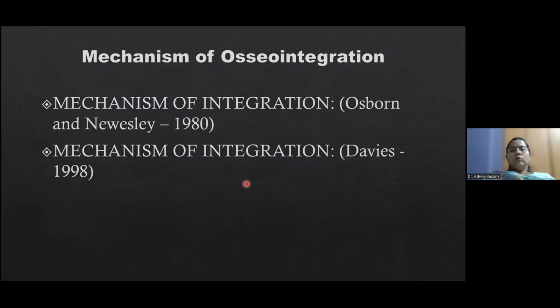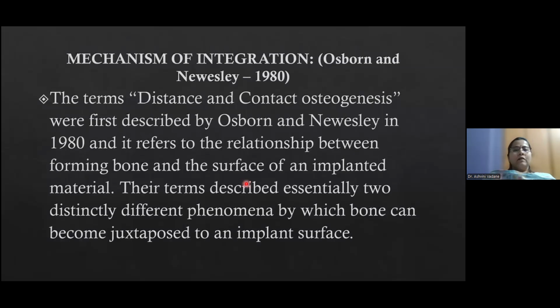So these were the two theories, fibro-osseous integration and osseointegration. Fibro-osseous integration failed over the years, and the most accepted is osseointegration. That's why we are studying this topic, osseointegration in dental implants. Now we will see the mechanism. The mechanism of integration was proposed by Osborn and Newesley in 1980 and by Davies in 1998. First of all, we will see the mechanism proposed by Osborn and Newesley in 1980.